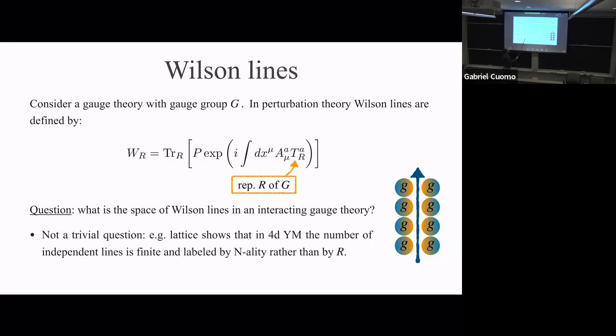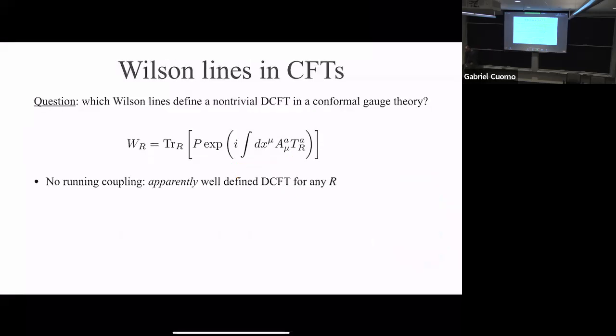So, for instance, the upshot is that the number of independent lines in that case is not labeled by the representation R, as you might have guessed naively, but by something which is called the N-ality. So in the case of SU(2) Yang-Mills, for instance, there is essentially only the fundamental line. Okay, so if some of you are bothered that this question is not well defined at this stage, it bothers us too, as we didn't know how to define this question in general.